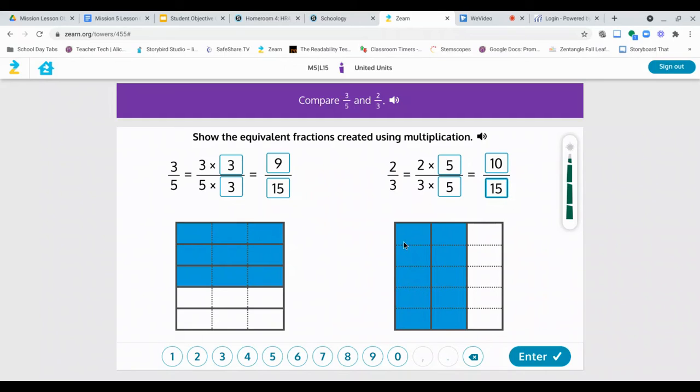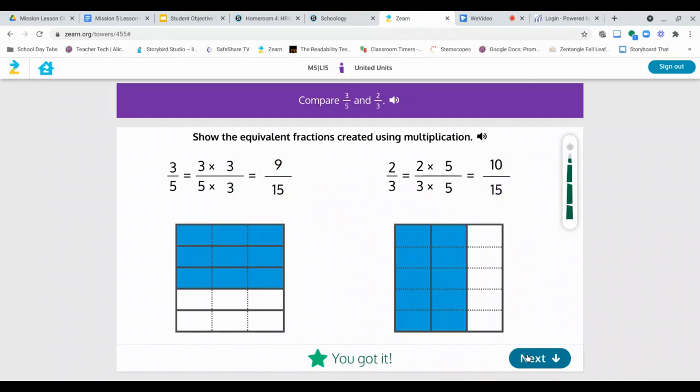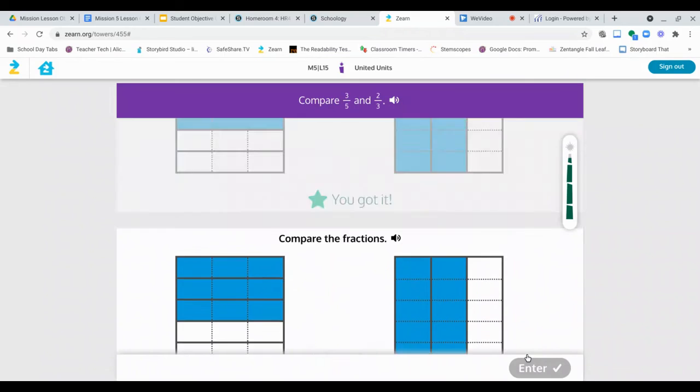And I'll check it to make sure I'm right. That's 5. This is 10, and then 15. Yep, 10/15. You got it. I do got it. Thank you, Zern.